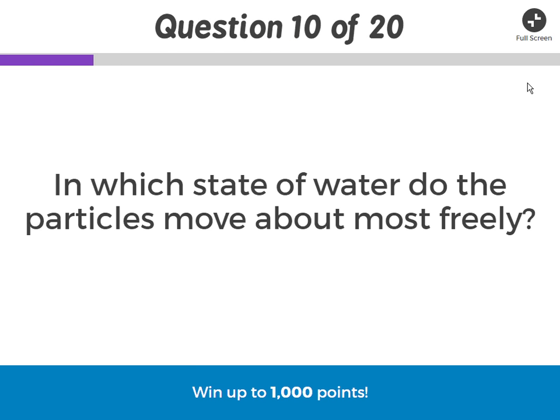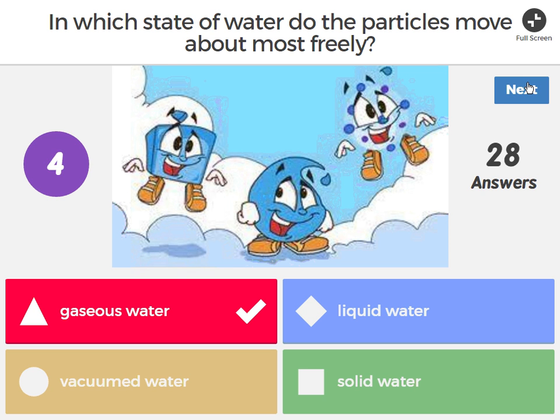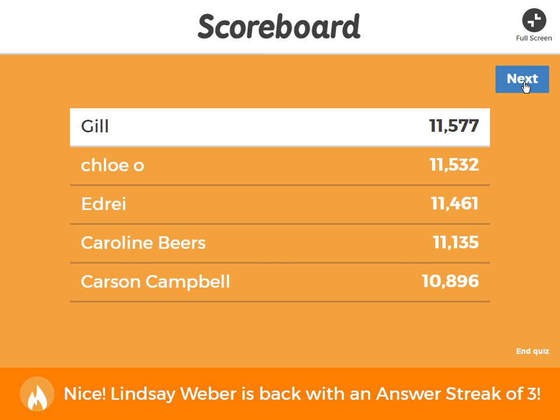In which state of water do particles move about most freely? I don't even know what vacuumed water is. I have to look into that. Not a thing. It's really clean water, guys.